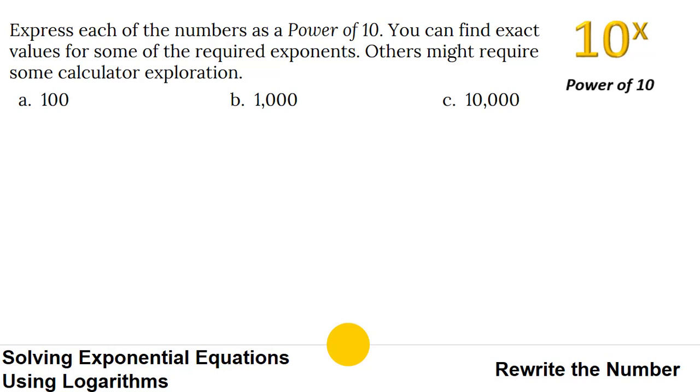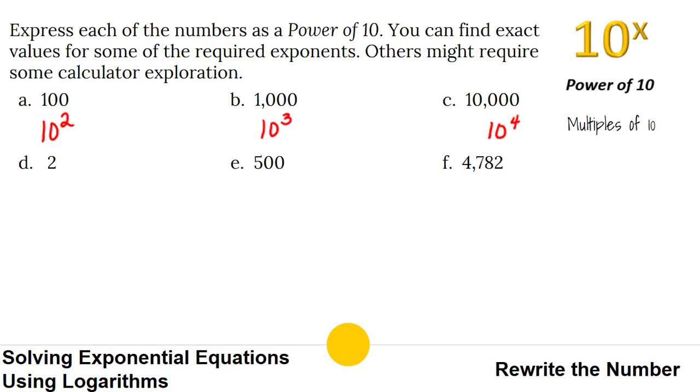We begin with these three numbers, and students quickly come to the conclusion that they can write these as 10 squared, 10 cubed, and 10 to the fourth. I use these three numbers to get students to think about multiples of 10. Now the next three numbers require a little bit more thought, and they grab their calculator and start trying some different values for exponents. It gives us an opportunity to think about a strategy.